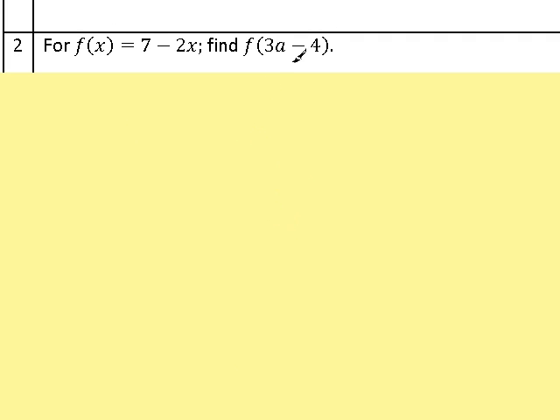In number 2, we want to find f of 3a minus 4, so instead of x, we're going to substitute 3a minus 4. So on the left, we can write f of 3a minus 4 is equal to 7 minus 2. Here we put a set of parentheses for x, so now we have a place to write the 3a minus 4 right there in the parentheses.